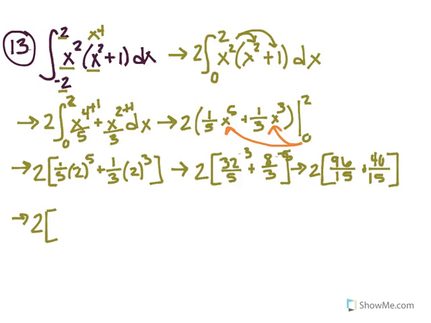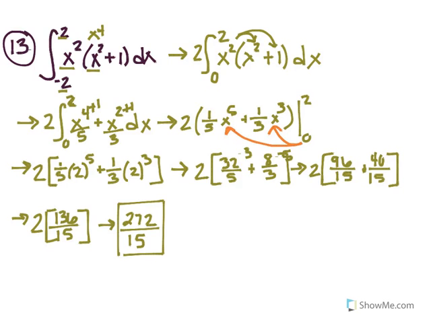So now all we have to do is add those together and then multiply it by 2. So 96 and 40 is 136 fifteenths. And then we multiply 136 by 2, which is 272 over 15. And of course you want to see if that can be reduced, and it cannot. There are no common factors, so that's our final answer. Let's take a look at a couple more.